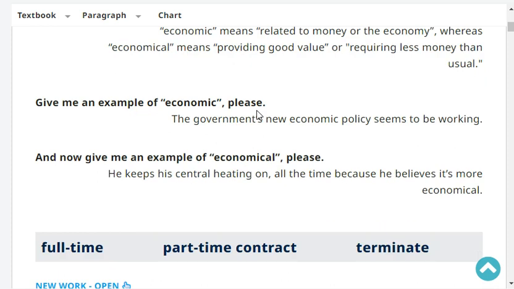Give me an example of the word economic, please. The new government's economic policy seems to be working. Very good.